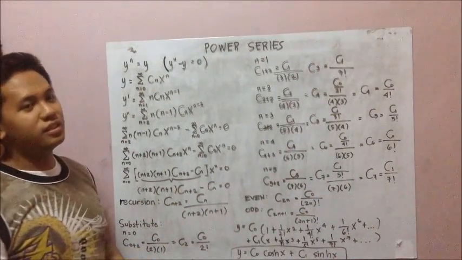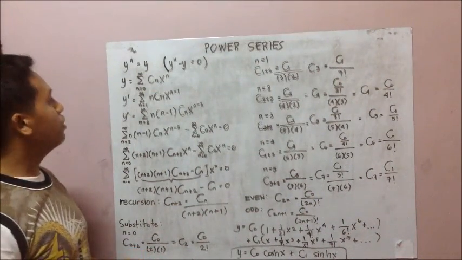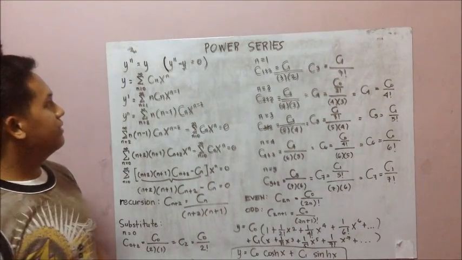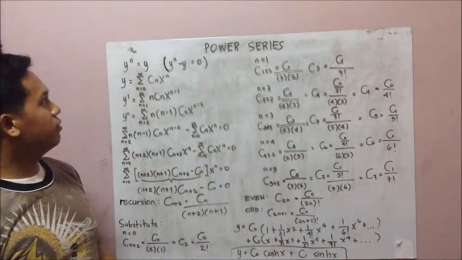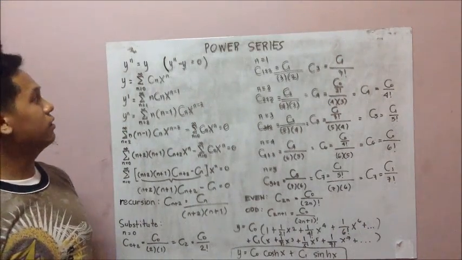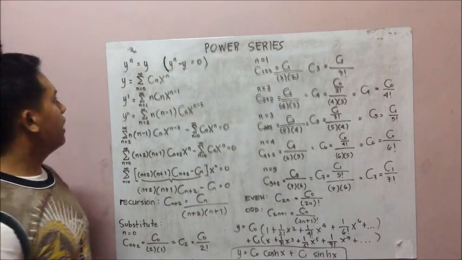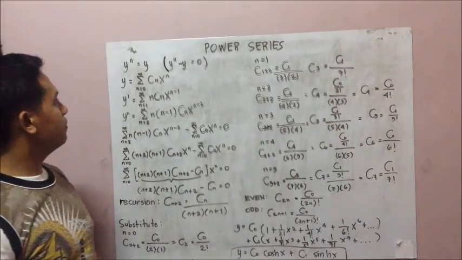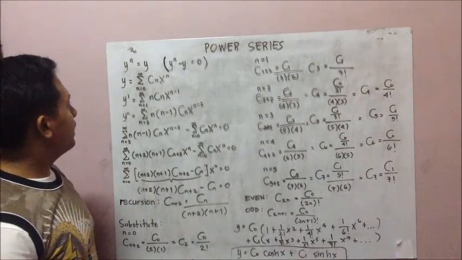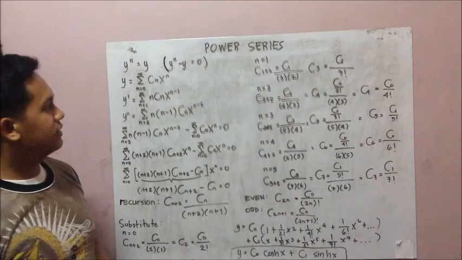Suppose we have a differential equation y double prime is equal to y, and that we equate it to 0, so y double prime minus y is equal to 0, such that y is equal to the summation of n is equal to 0 up to positive infinity, c_n x raised to n exists.